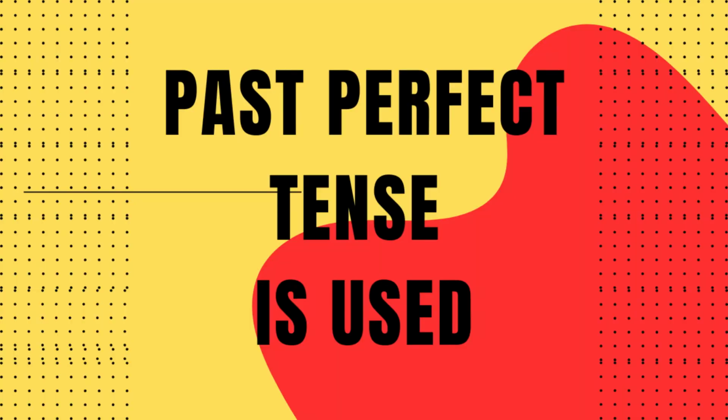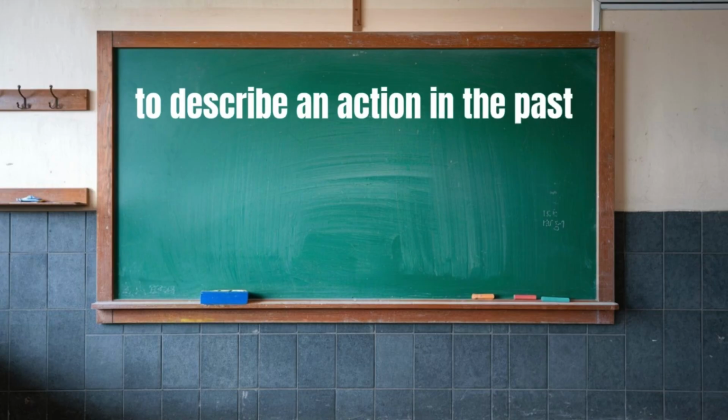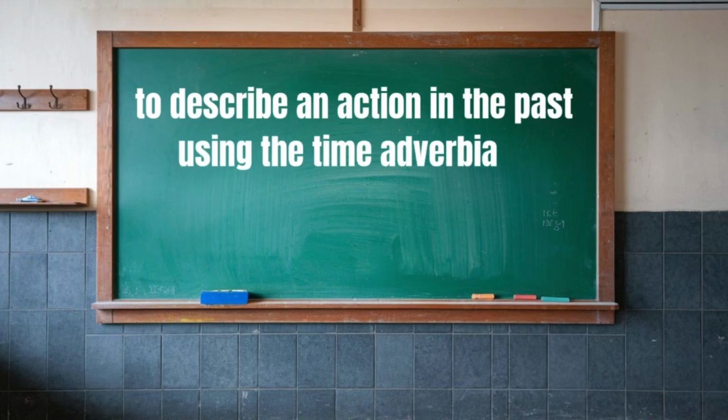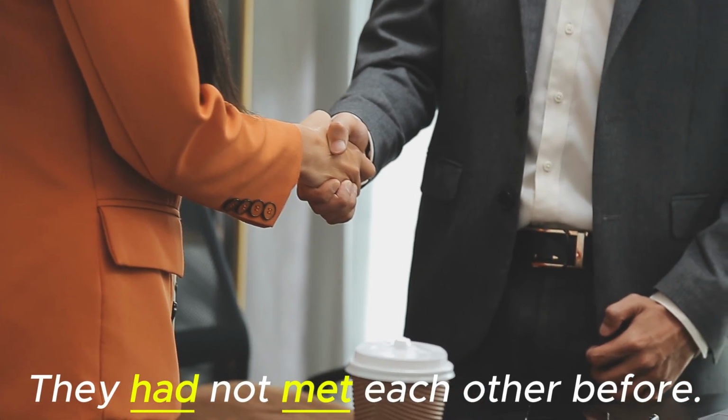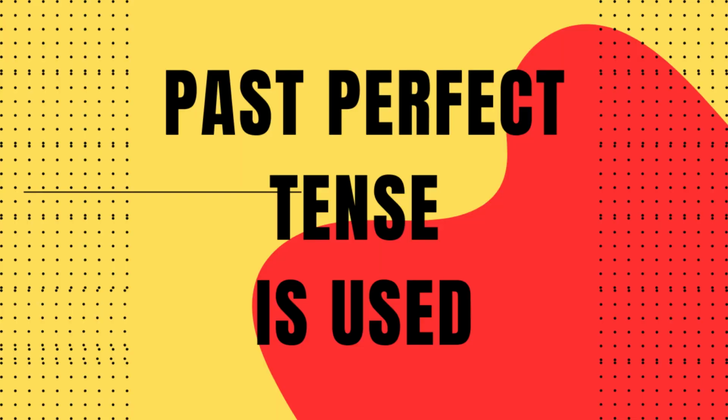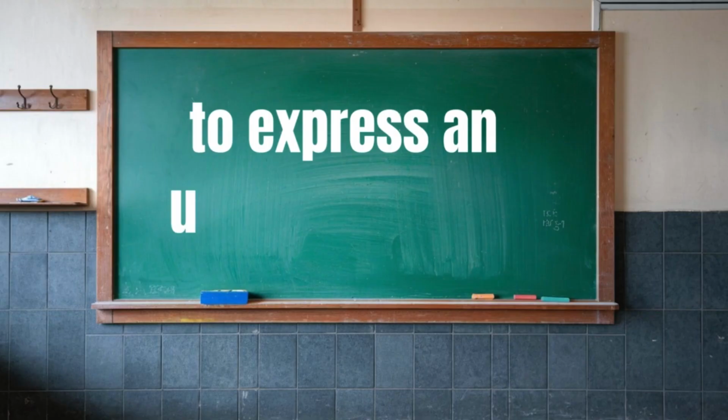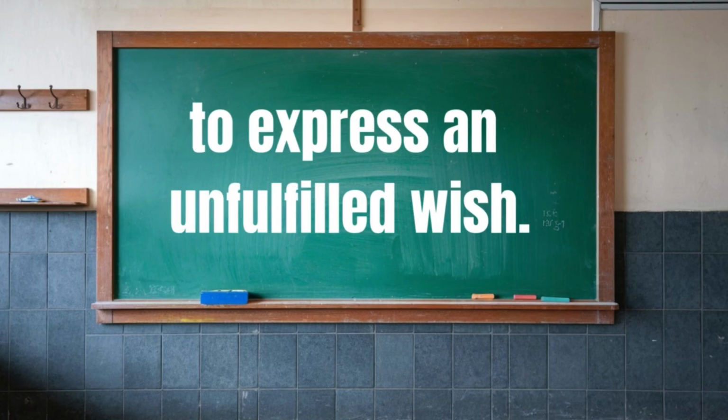The past perfect tense is used to describe an action in the past using time adverbials such as already, since, before, etc. The past perfect tense is used to express an unfulfilled wish.